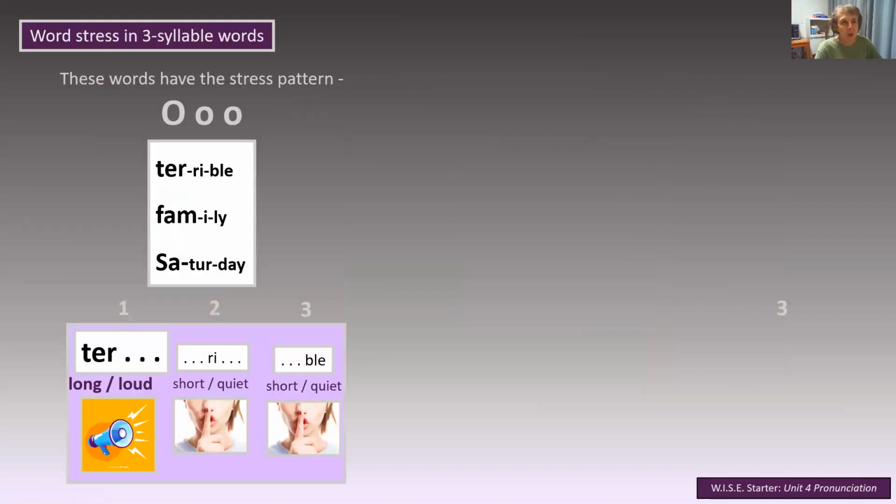Now these three-syllable words have the pattern DAH-da-da. The first syllable is loud and long. For example, terrible, ter. The first syllable is loud and long. Ri-ble, short and quiet. Let's read these, everybody. Terrible, family, Saturday.